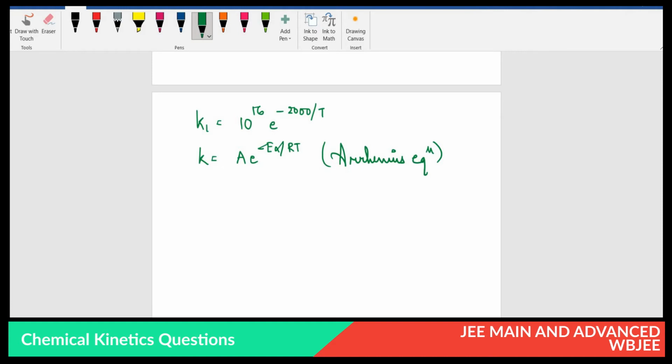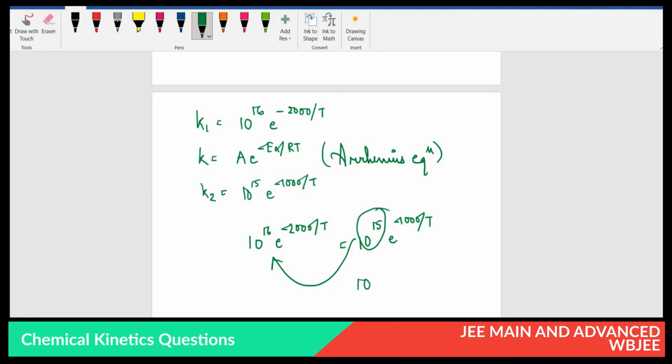Now, K2 is given as 10 to the power 15 e to the power of minus 1000 by T. We are comparing both the equations with the Arrhenius equation. In the question it is mentioned K1 is equal to K2. So, let us write 10 to the power 16 e to the power minus 2000 by T equal to 10 to the power of 15 e to the power of minus 1000 by T, since K1 equals K2. Now, divide 10 to the power 16 by this factor. So that will be 10 e to the power of 2000 by T equal to e to the power of minus 1000 by T.